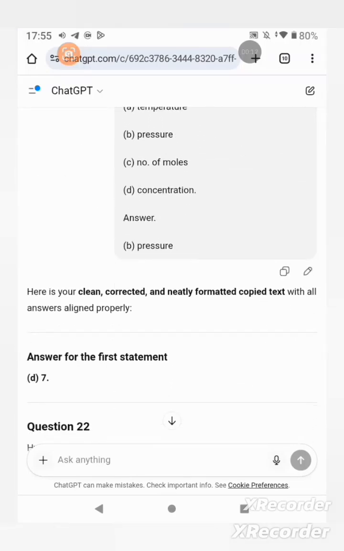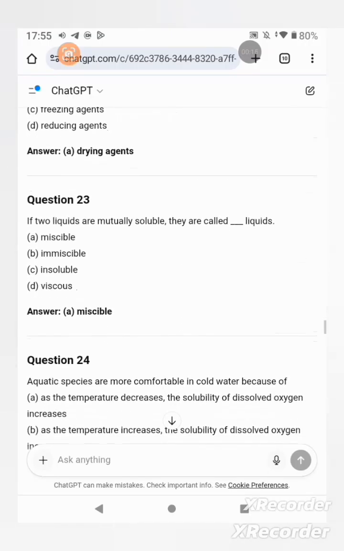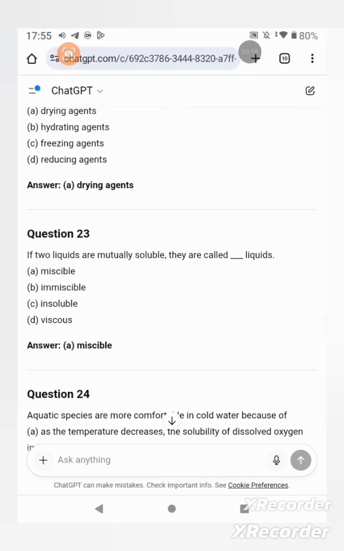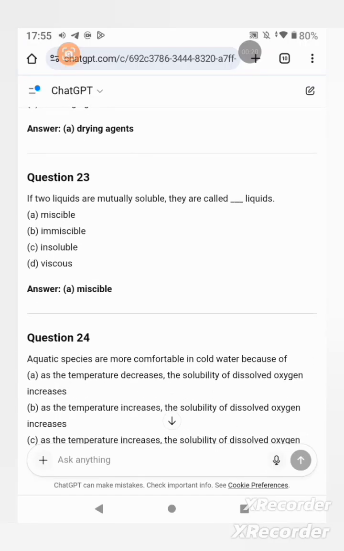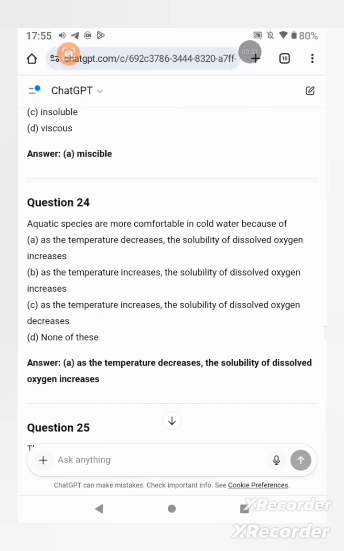Question 22. Hygroscopic substances are used as A. Drying agents, B. Hydrating agents, C. Freezing agents, D. Reducing agents. Answer: A. Drying agents. Question 23. If two liquids are mutually soluble, they are called liquids. A. Miscible, B. Immiscible, C. Insoluble, D. Viscous. Answer: A. Miscible.